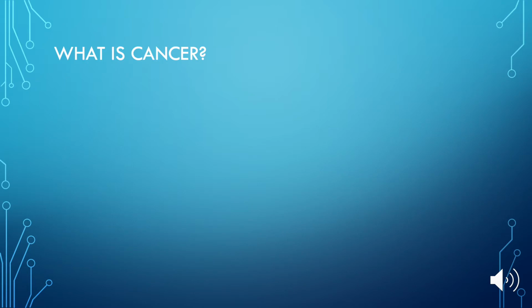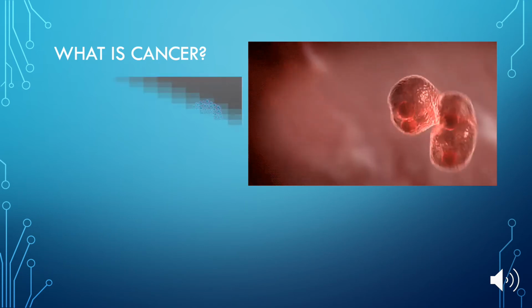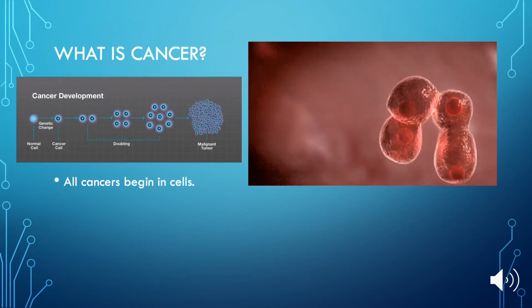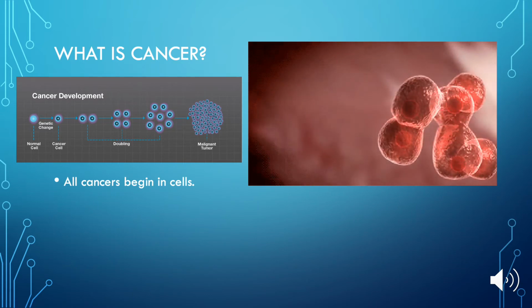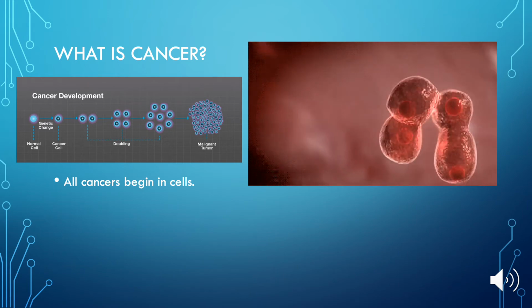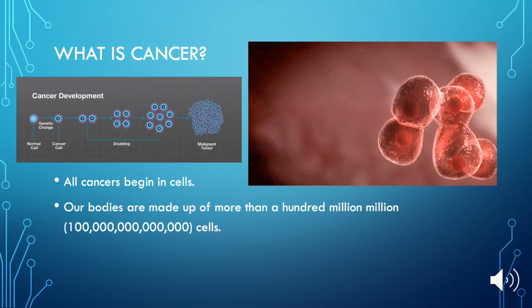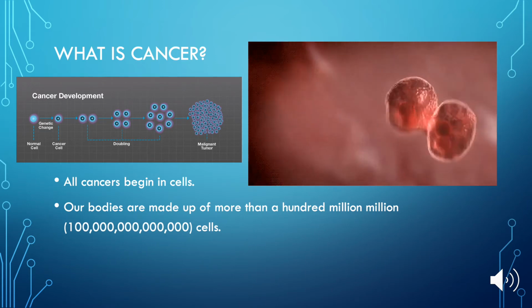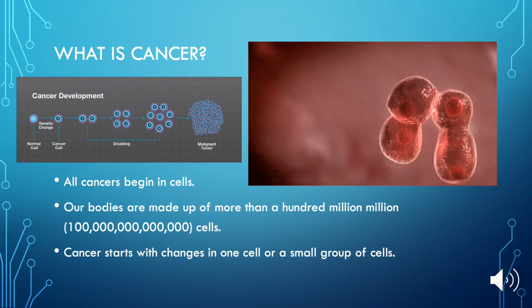So the question is, what is cancer? You can see from this animation here that there are some things which are growing and dividing, and there's another diagram here. But it is important to address the basics. All cancer begins in cells. Our bodies are made of more than 100 million cells. Wow, that's a lot of cells. And each cell is as shown in the diagram.